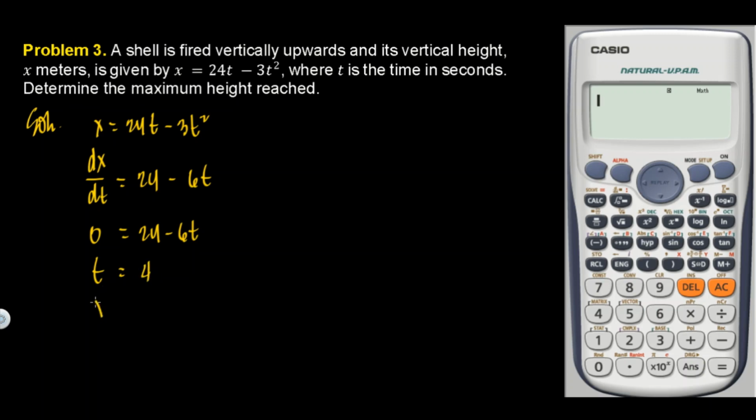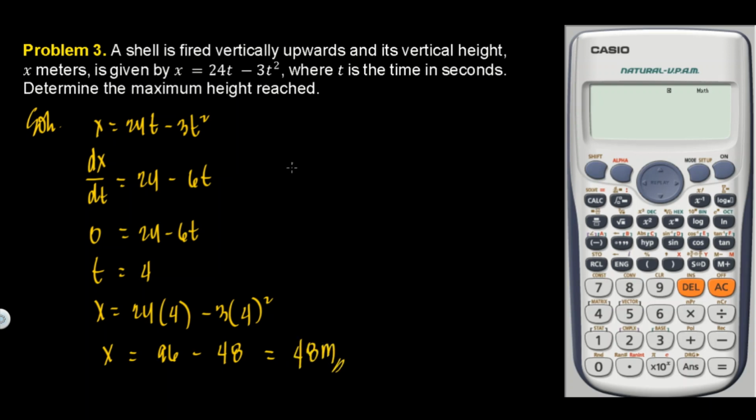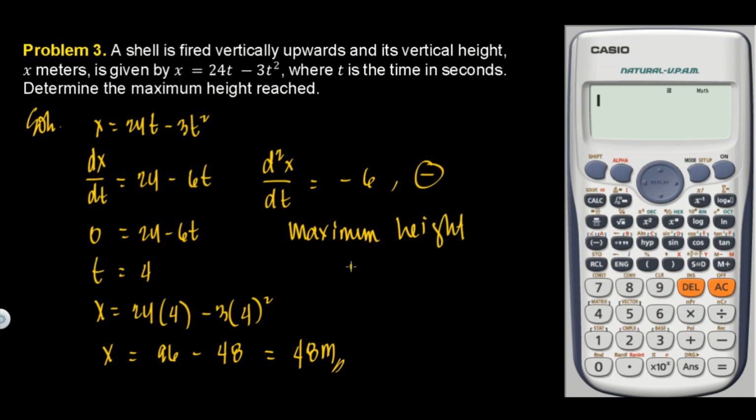If t is 4, x is equal to 24 times 4 minus 3 times 4 squared. So we have here 96. And this one, 16 times 3, 48. Or x is equal to 48 meters. Okay, test. Second derivative of x with respect to t is negative 6. Okay, negative meaning maximum. So the maximum height reached is 48 meters. There.